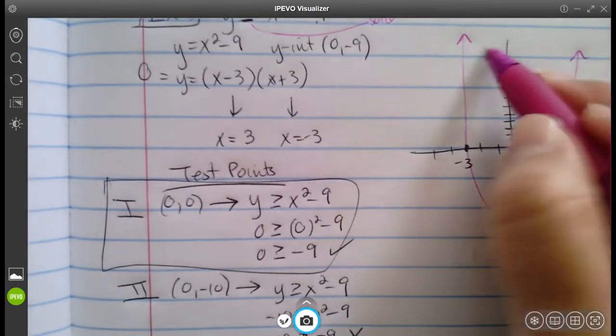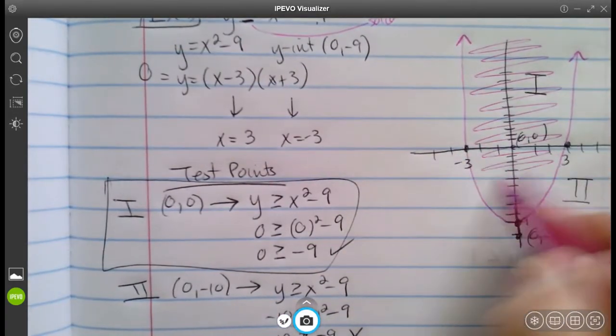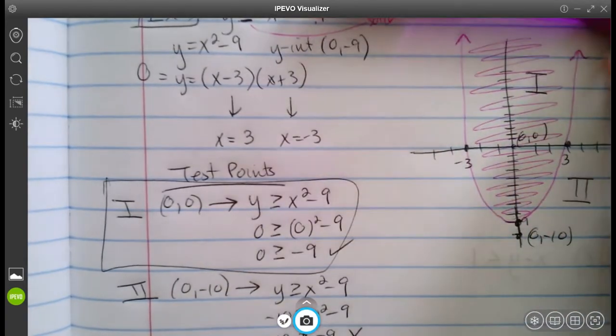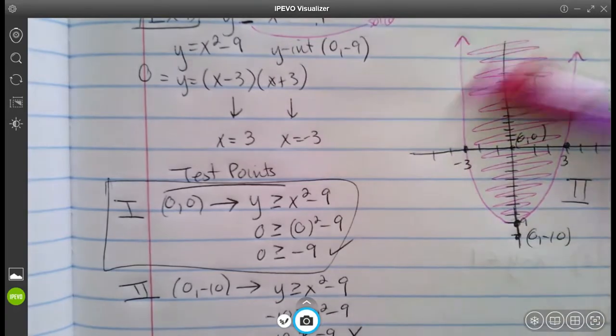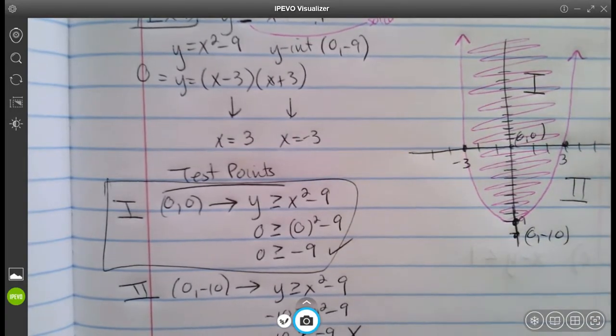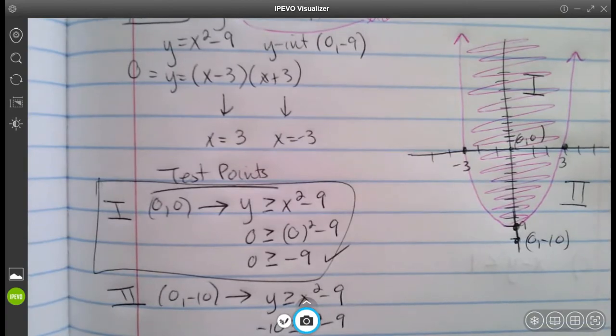So I would just shade everything in here. And you can see that this is unbounded at the top, which means there's no restriction at the top that's going to force it to be just this region. It's going to be everything up above this parabola. Okay, and that's basically it, guys.